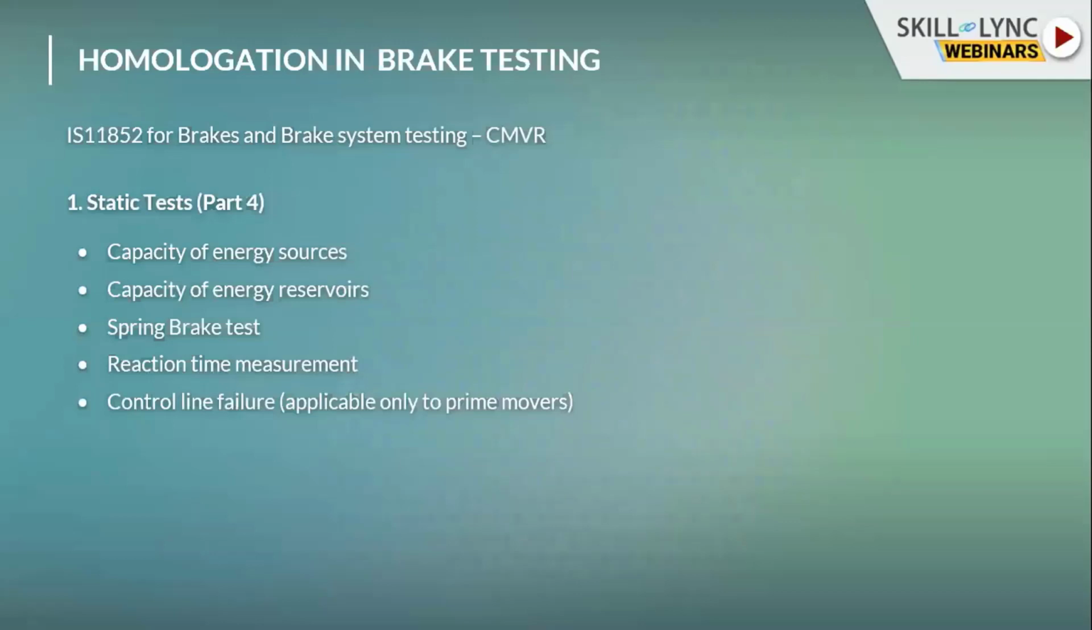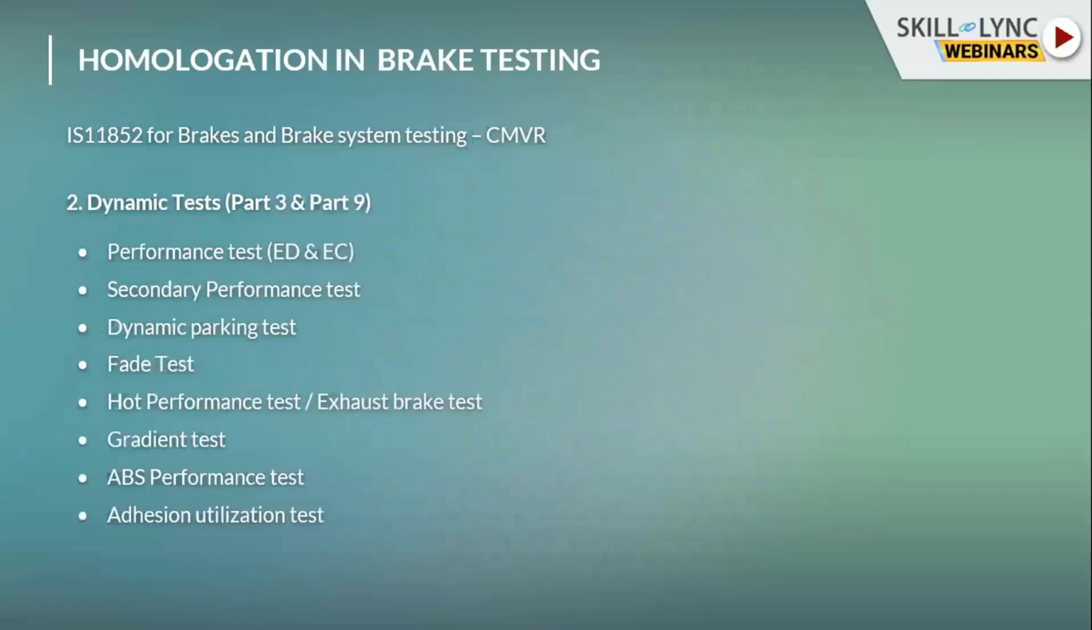Then coming to the control line failure test, this is very rare and it is not applicable to all vehicles, only to tractors. I mean, tractors are the prime movers which are coupled to trailers to pull the trailer vehicles. Next, coming to the dynamic tests, these will be carried out on the test tracks or the proving grounds. First is the performance test.